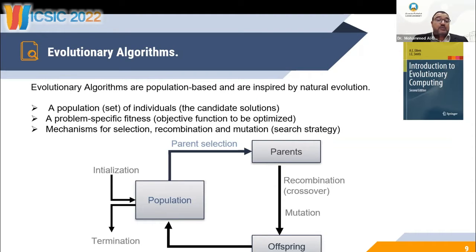After the offspring are generated, we will use the survivor selection, which is another operator that selects the fittest offspring to be the new population. And normally they use direct replacement between the offspring and the population. So the offspring will replace the population directly. So this is the general schemata of any evolutionary algorithm.